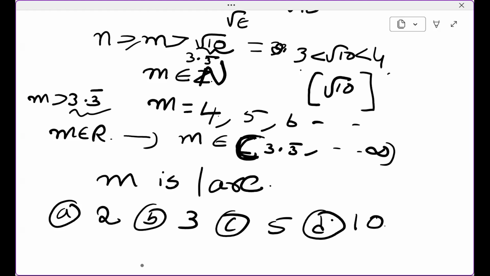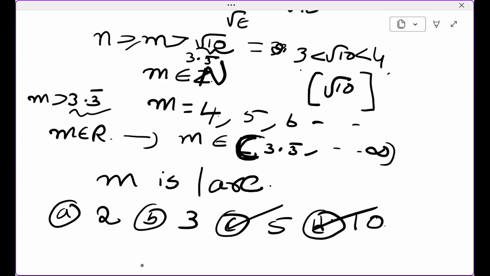So among the options, 4 is given, correct. 5 is given, correct. Anything greater than root 10 is M. So greater than root 10 means it can be 4, 5, 6 and so on. So it cannot be 2, it cannot be 3, it cannot be 3.3 bar also. So it should be 5, 10 also, because it is greater than root 10.